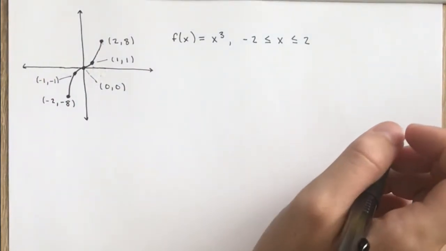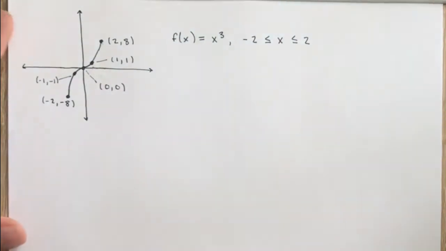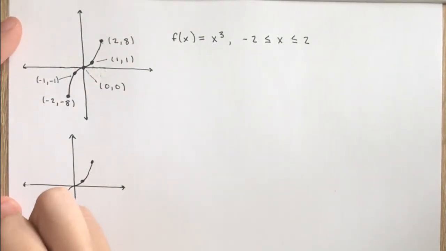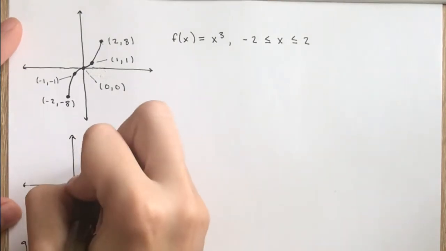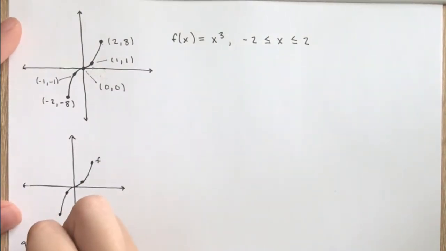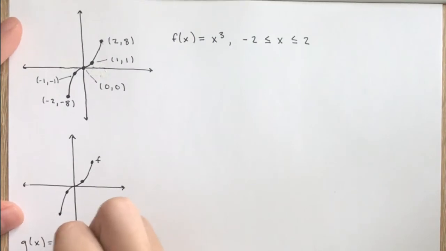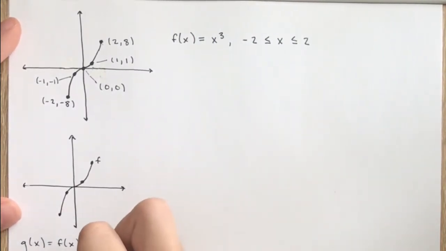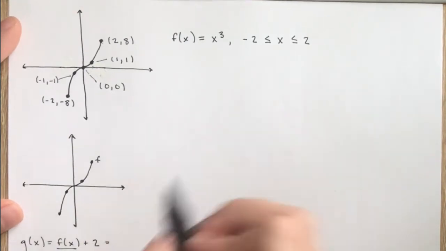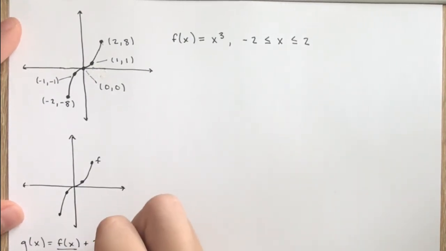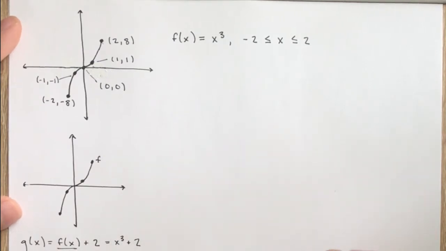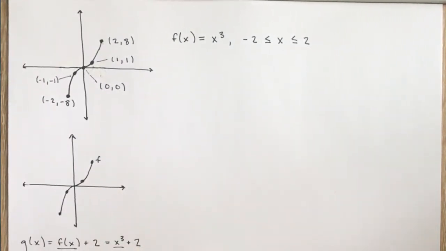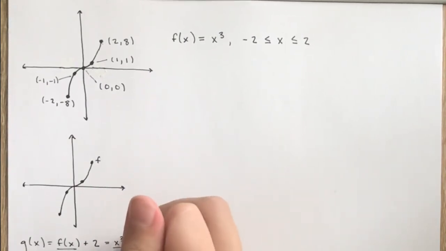All right, so let's look at some transformations of this guy. All right, so let's say we're looking at g of x. This is f. And g of x is f of x plus 2. So remember, f of x from before, we said f of x is x cubed. And this time we're adding 2 to it, right? I've just simply replaced f of x with something that it's equal to. So we have x cubed plus 2.